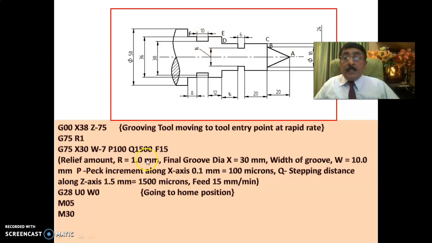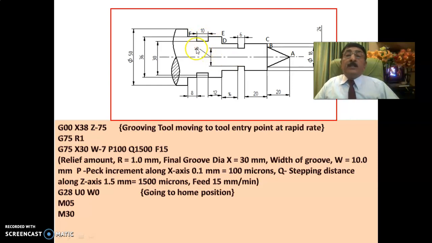But I want 10. Then it moves axially by 1.5, and another 1.5, and it does the same way. Now it becomes 4.5, then another 1.5, that is 6, then another 1.5, 7.5, another 1.5, 9. And finally you are left with 1. Automatically it moves by only 1 mm and cuts in the same way. In that way, this groove of 10 mm also is done.